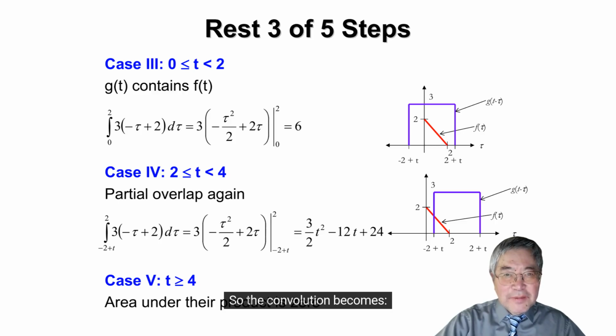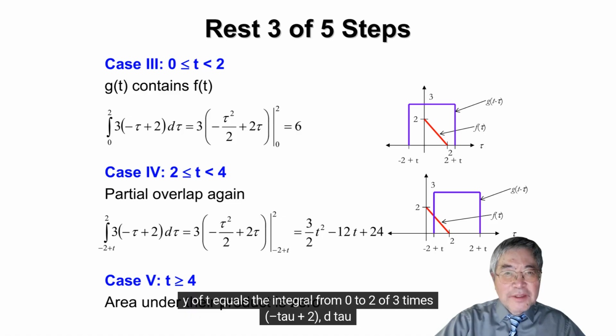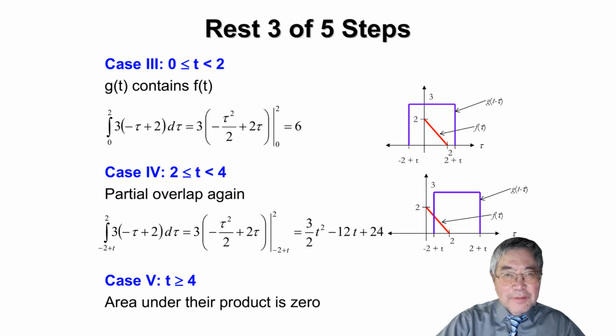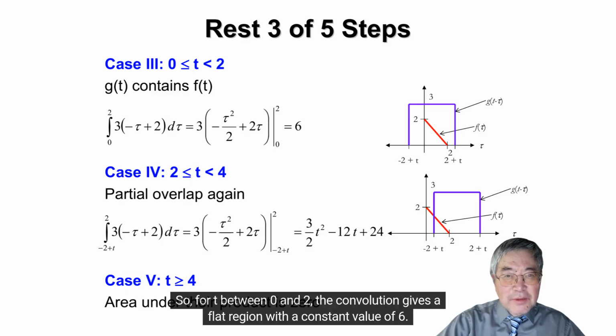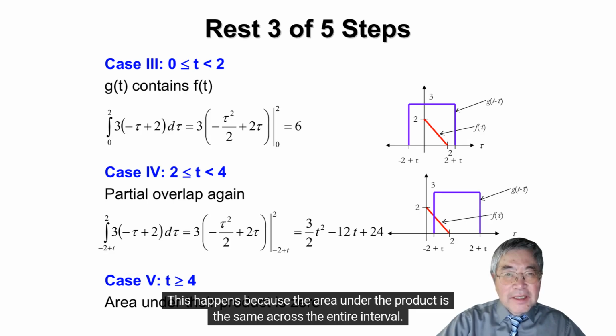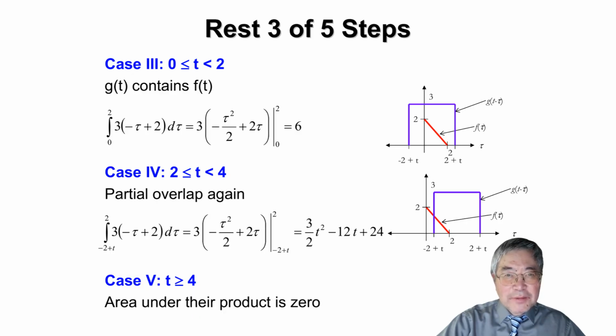So the convolution becomes y of t equals the integral from 0 to 2 of 3 times negative tau plus 2 d tau. When we evaluate this, we get y of t equals 6. So for t between 0 and 2, the convolution gives a flat region with a constant value of 6. This happens because the area under the product is the same across the entire interval.